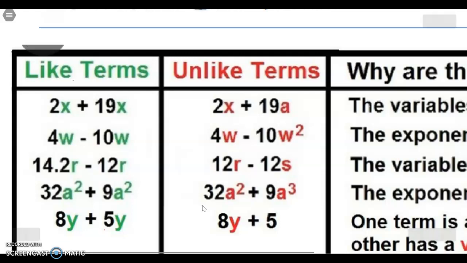So right here, you've got 2 times x plus 19 times x. Notice that the variables are both the same and they are both raised to the exponent of 1. Okay, so like terms. Same thing here, 4w and negative 10w, same exponent. 12.2r minus 12r, same exponent, same variable. Here, they are both squared, 32a squared and 9a squared, same variable, same exponent. 8y and 5y, same variable, same exponent.